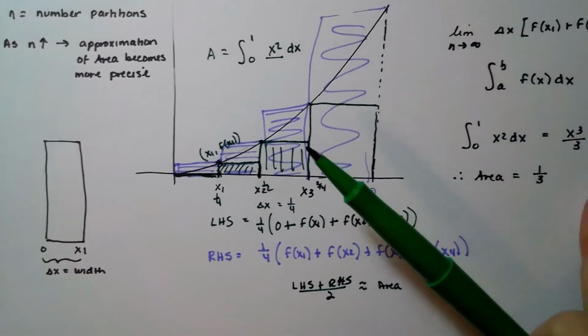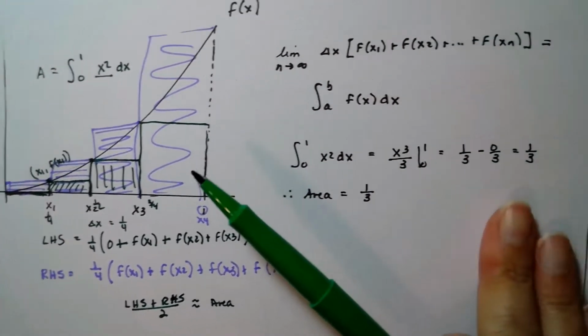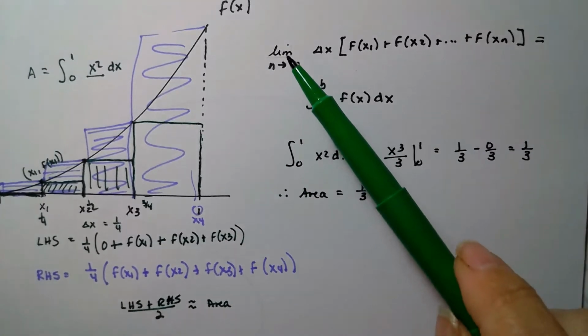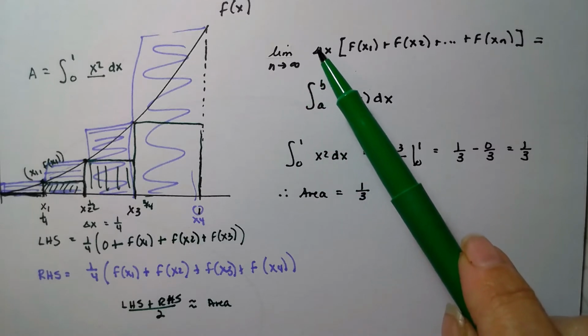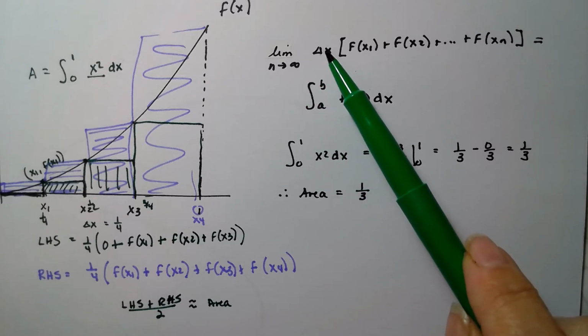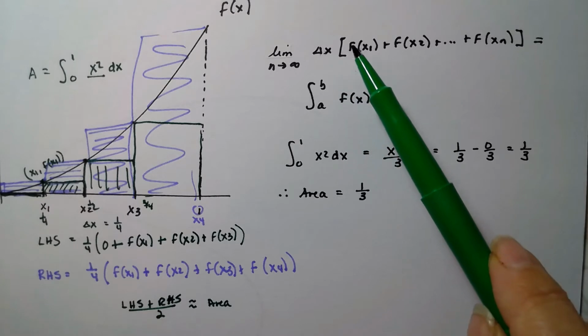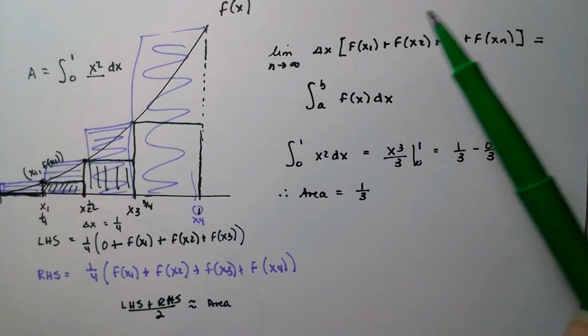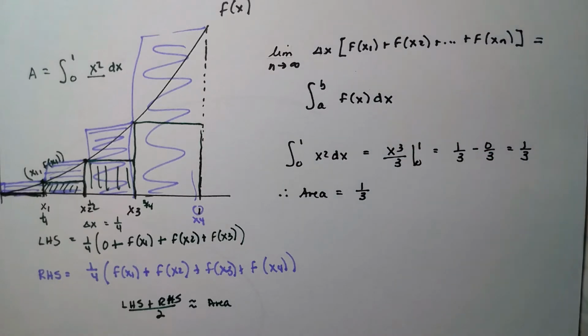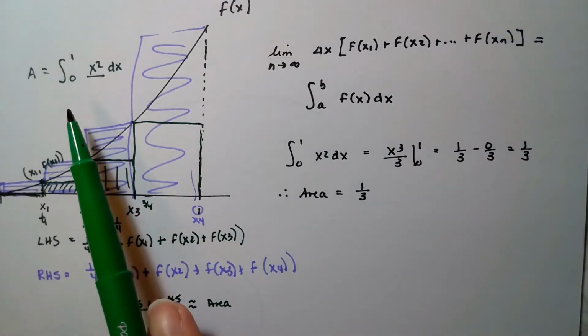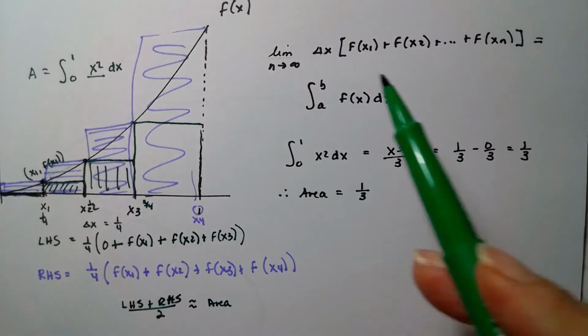And again, as n is increasing, that's a limiting value, so we can write the limit as the number of rectangles gets bigger and bigger, or approaches infinity, of the width of our rectangle times the sum of all of the respective heights, and that's equal to the definite integral from a to b of f of x dx. Well, I already wrote that over here, and here it is again.